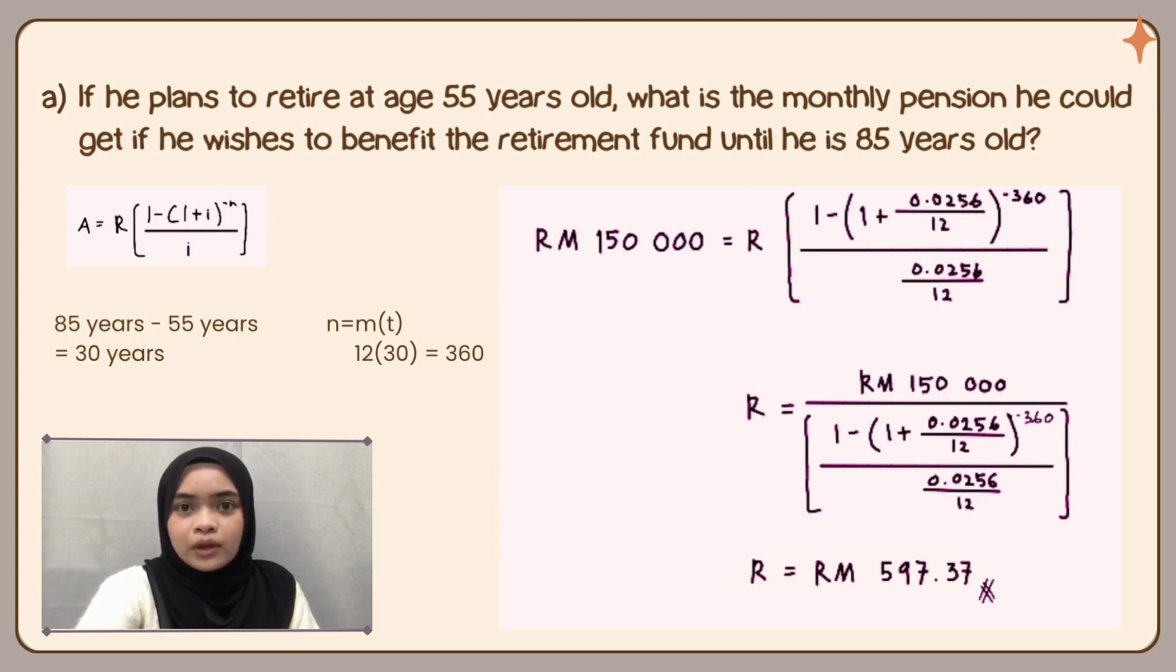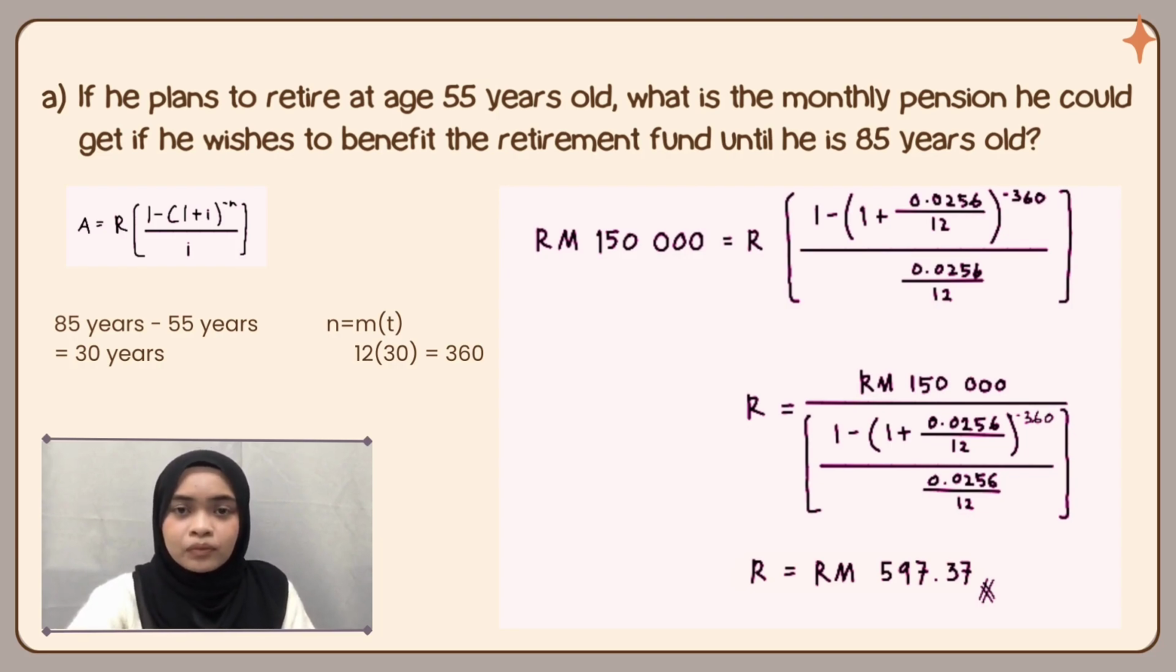To find the periodic payment, which is R, use the present value formula A equals R, 1 minus (1 plus I) to the power of negative n, divided by I. To get the pension money, he retires at 55 and benefits until 85, so T is 85 years minus 55 years, which gives 30 years, so n equals m multiplied by T.